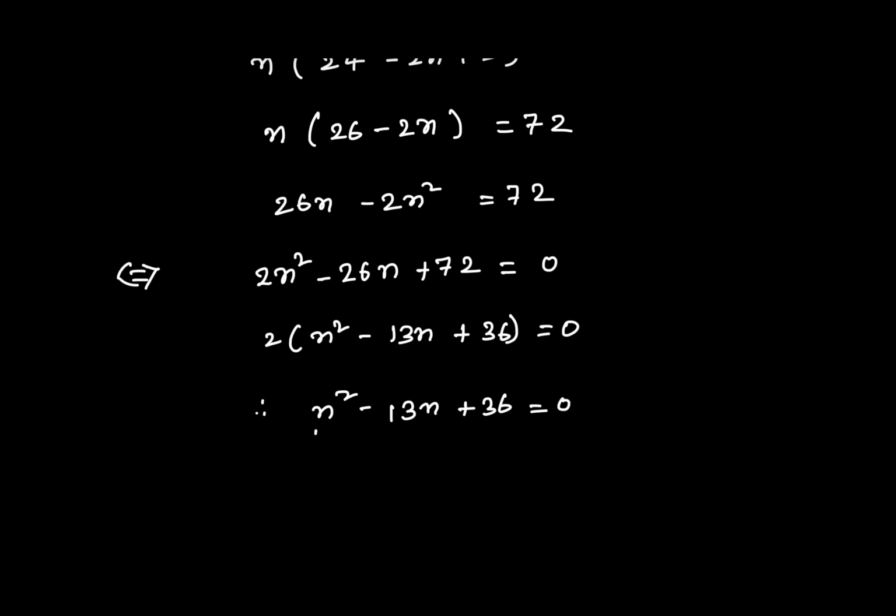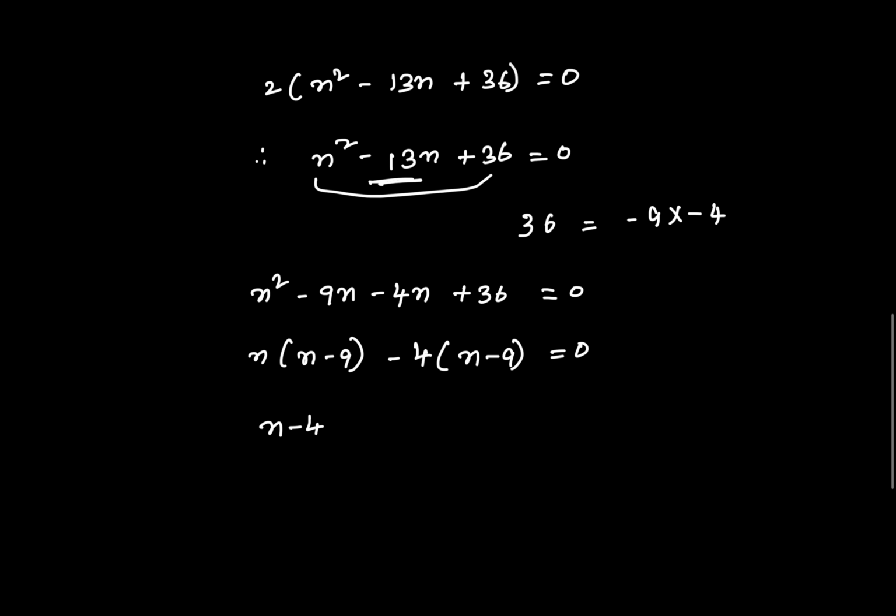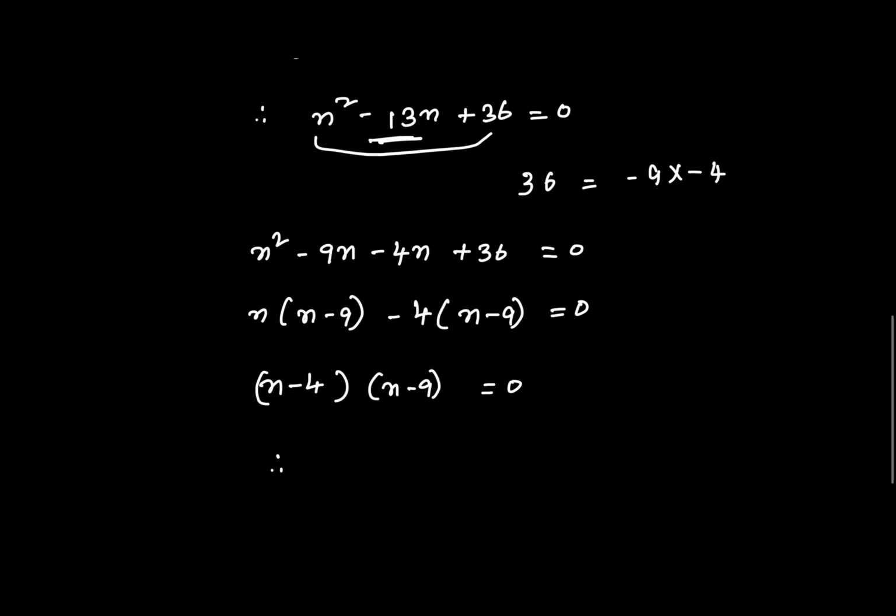See here, the product is 36 and the sum is minus 13. So 36 we can write as minus 9 into minus 4. Therefore, n square minus 9n minus 4n plus 36 equals 0, since minus 9 minus 4 is minus 13. Taking common, n into n minus 9 minus 4 into n minus 9 equals 0. So n minus 4 into n minus 9 equals 0. Therefore, n equals 4 or 9. So this is the answer.